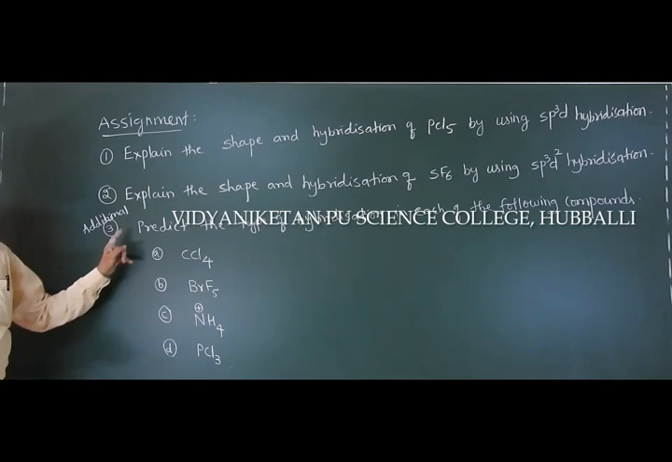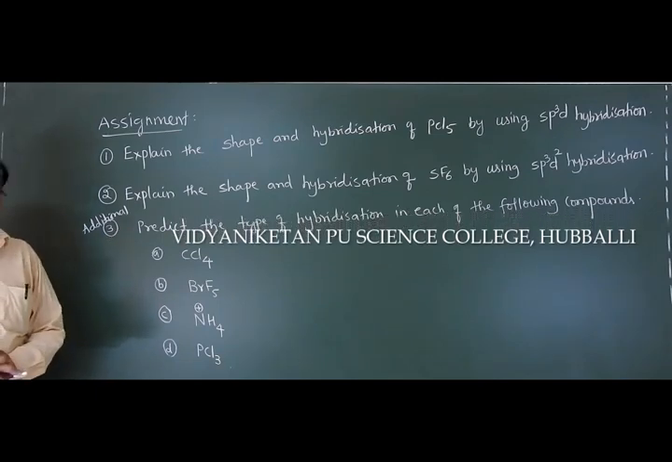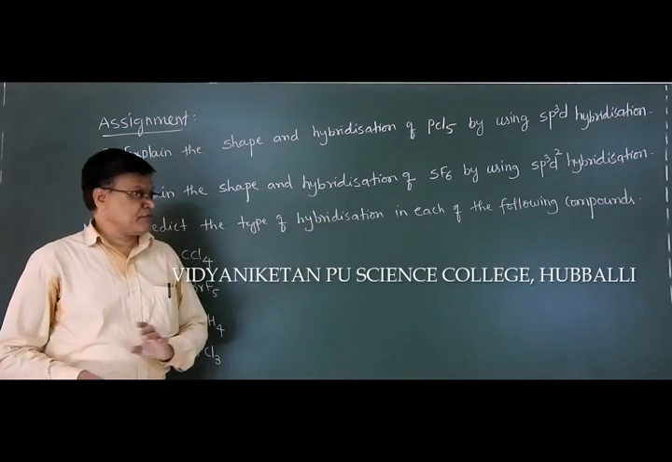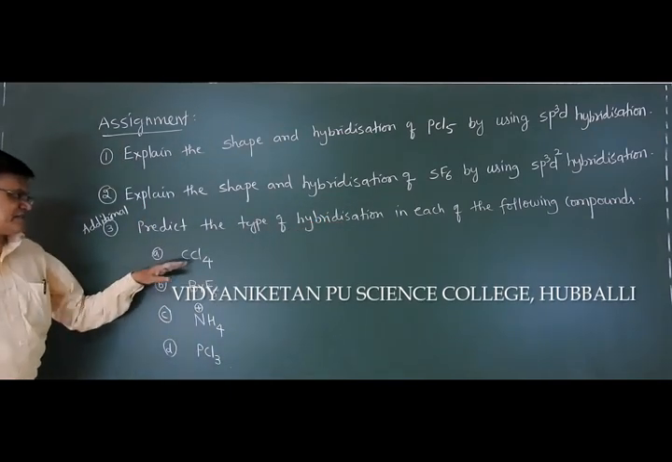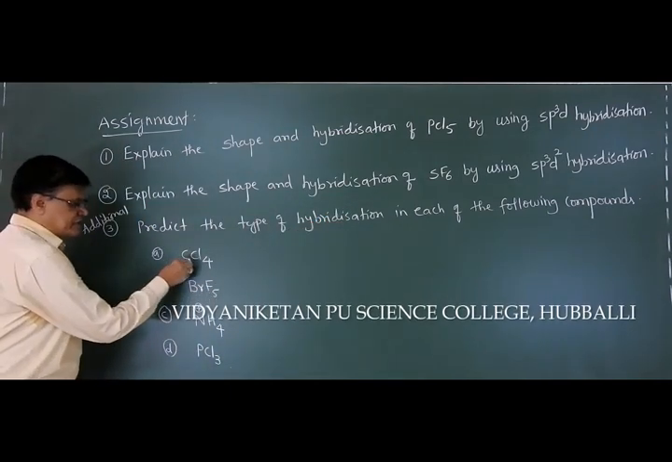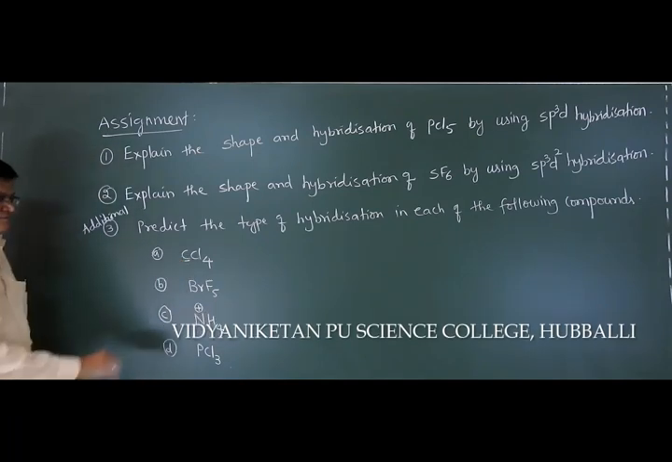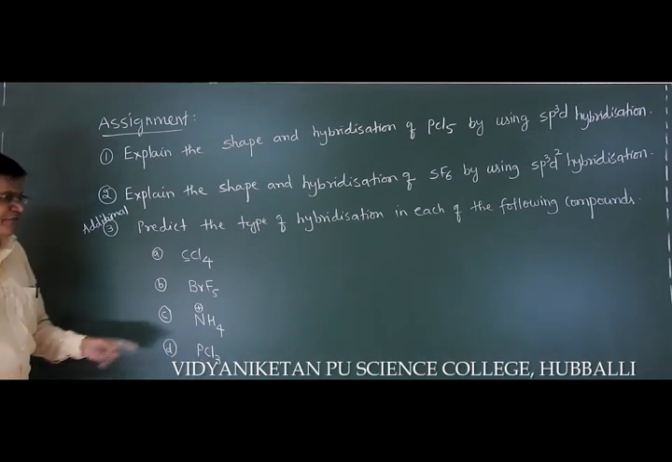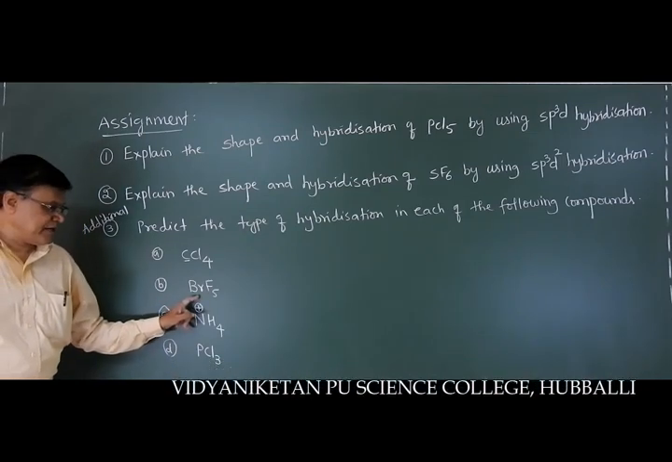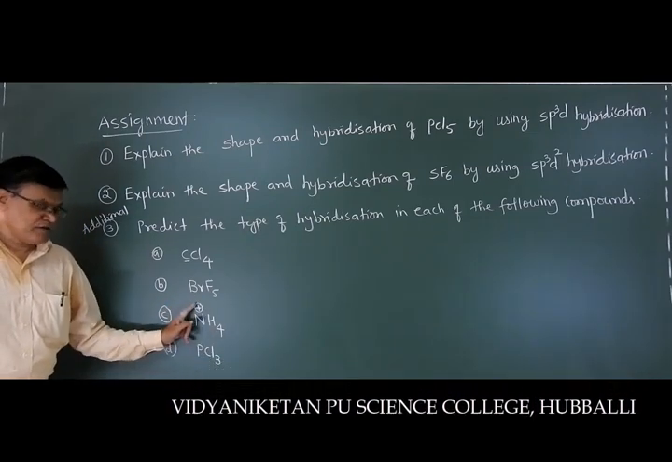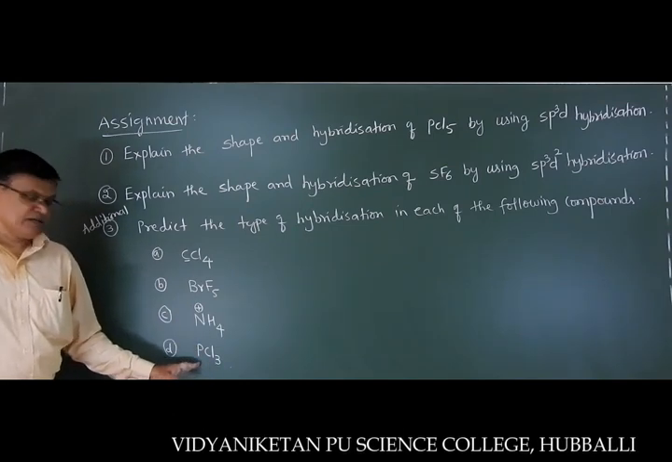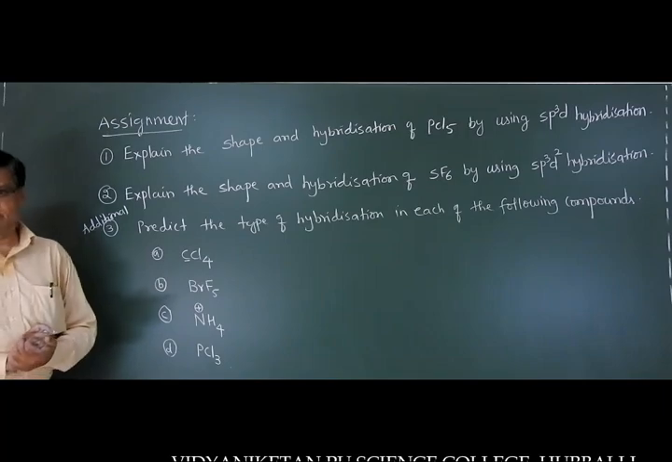Third one is additional. Such types of questions will be asked in competitive exams. Predict the type of hybridization in each of the following compounds. First one, CCl4. We have to identify the hybridization of the central atom. They won't give the central atom, they will give the compound, and we have to identify it. Next, BeF2. NH4 plus, nitrogen we have to identify. PCl3, identify the phosphorus hybridization. Okay.